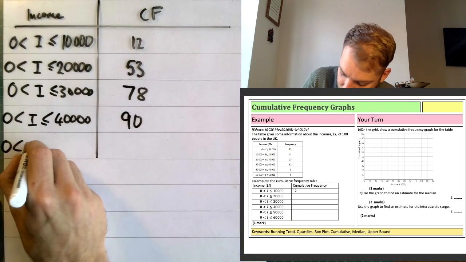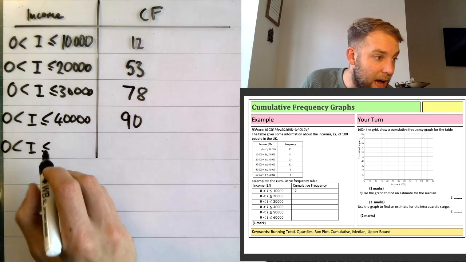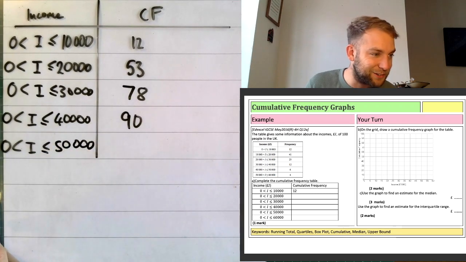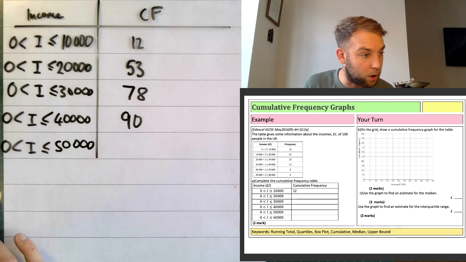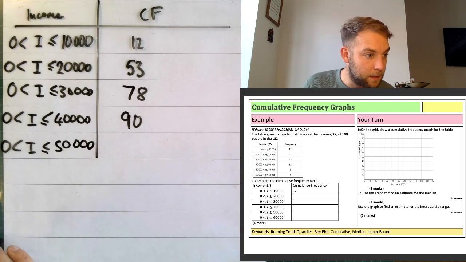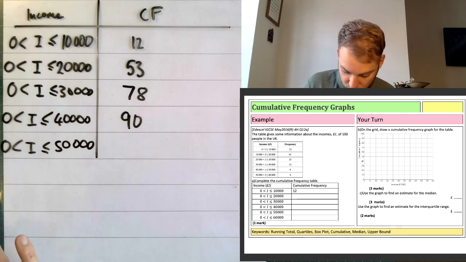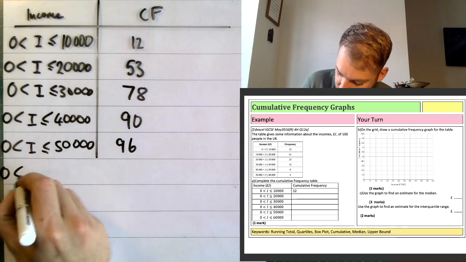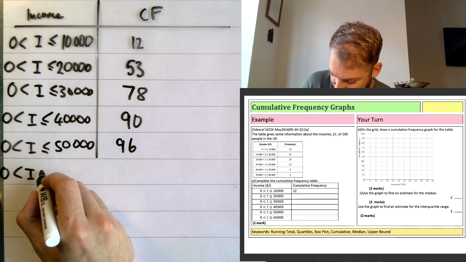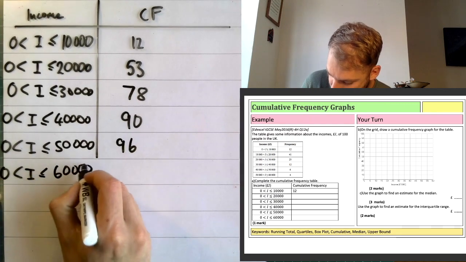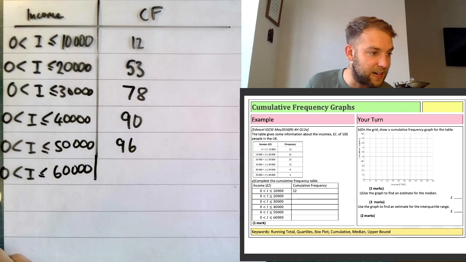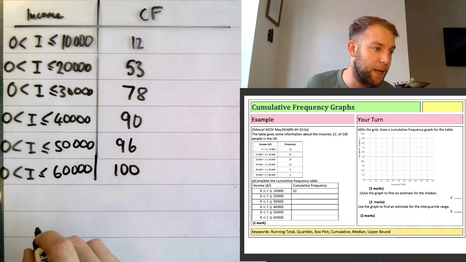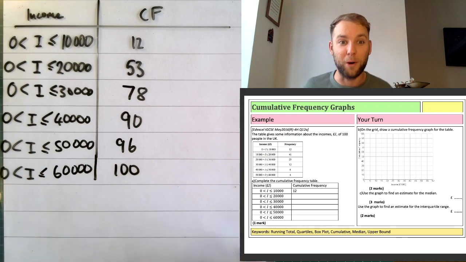Between 0 and 50,000 is going to be all of these together now. So 12 plus 41 plus 25 plus 12 plus 6, which is 96. And then between 0 and 60,000 is going to be all of these, 96 plus the 4, which is 100. Is that the same as our total amount of people? Yes, it is. Super, so I'm on track.